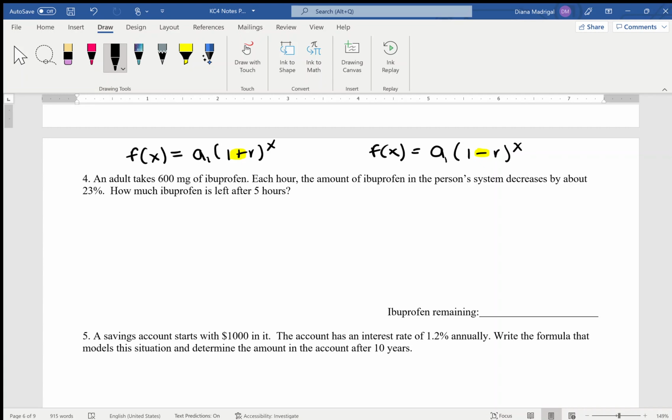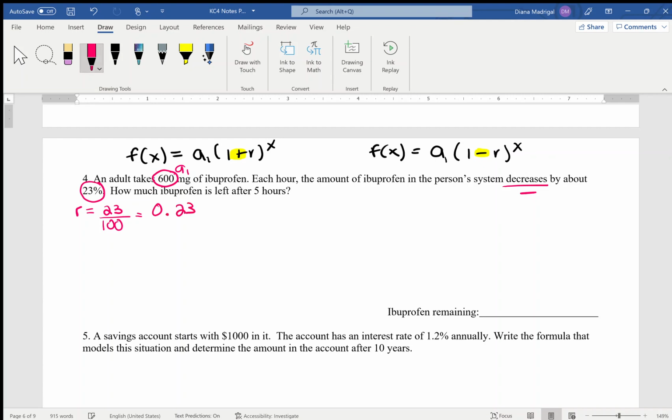So here we go. We're going to do question number 4. It says, an adult takes 600 milligrams of ibuprofen. Each hour, the amount of ibuprofen in the person's system decreases by about 23%. All right, so far I know that 600 is my A1. The word decreases means that it's going down, so that means I'm subtracting. And then the 23% is my R, which remember we need to convert into decimal. We need to get rid of that percentage. How do I do that? By doing the division of 100. So 23 divided by 100 is actually 0.23.